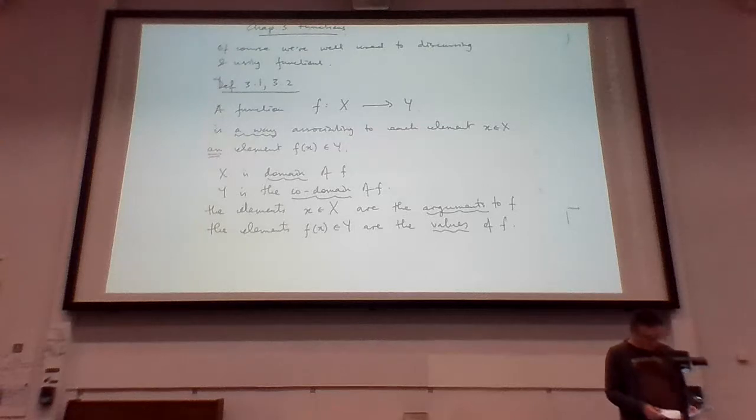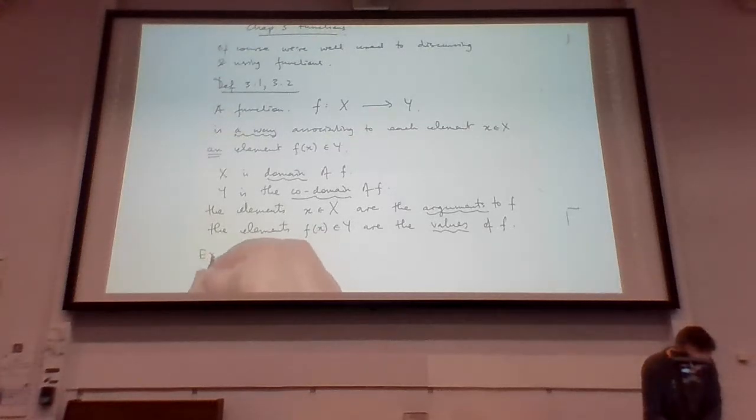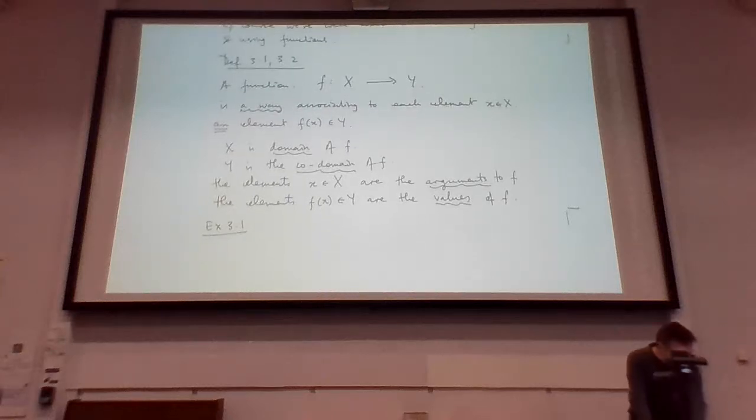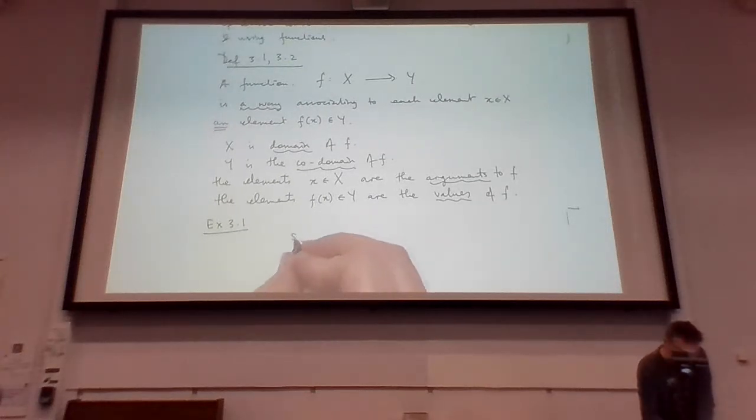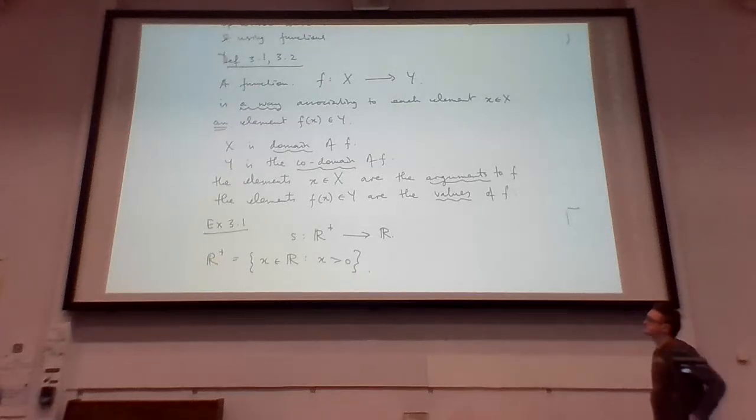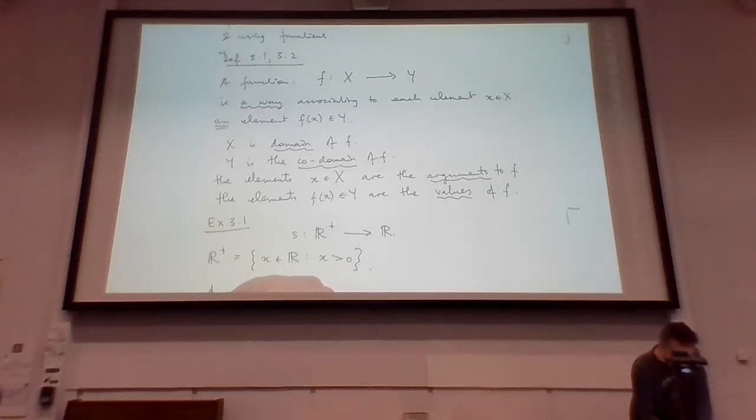So, just to look at a couple of immediate examples. In example 3.1, we introduce the function s, which goes from R plus to R. R plus means the set of positive real numbers. And this function s is defined by, for every x in R plus, s of x we're going to define as the square root. So it's this familiar operation of taking the square root.